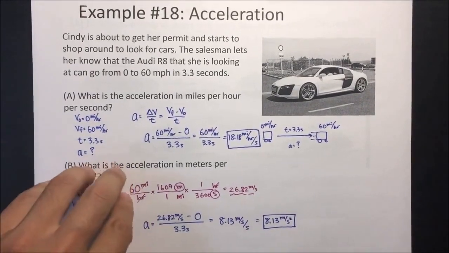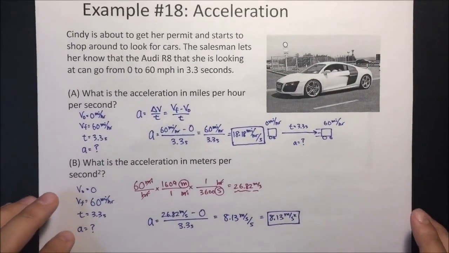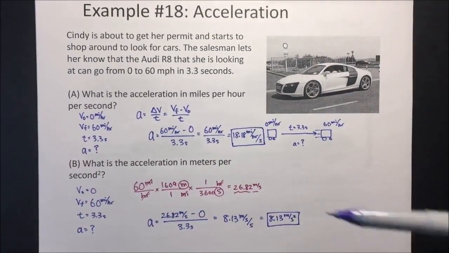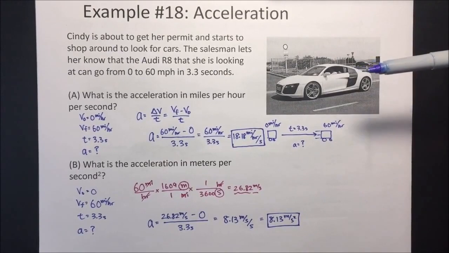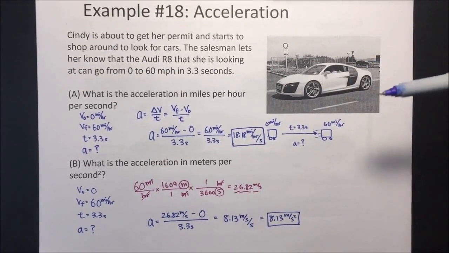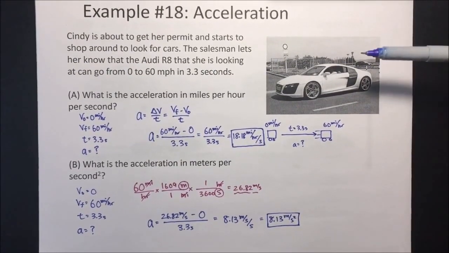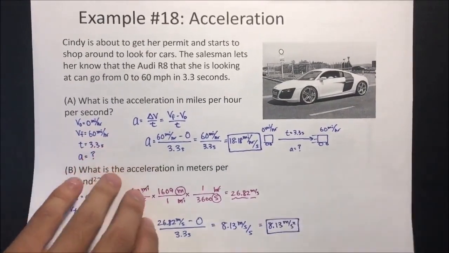Okay, next problem. Oh, wait, but what happened to the car? Did Cindy get it? Actually, her mom lets her know that she can have the 1995 Toyota Corolla instead. So no Audi, but anyway, she has a car, which is an important thing.